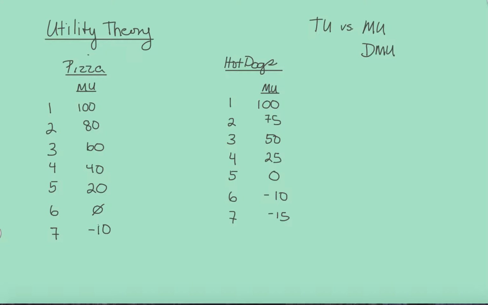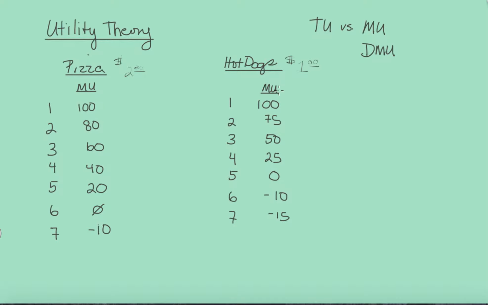But until we have an idea of how much pizzas and hot dogs cost, we don't really understand what his preferences would look like. So let's go back and use the information that we had from last examples, where hot dogs are going to cost $1 and pizzas are going to cost $2. So this is the price of pizzas and hot dogs.